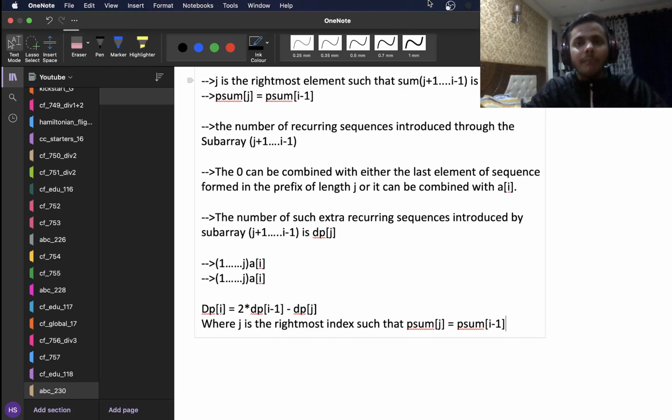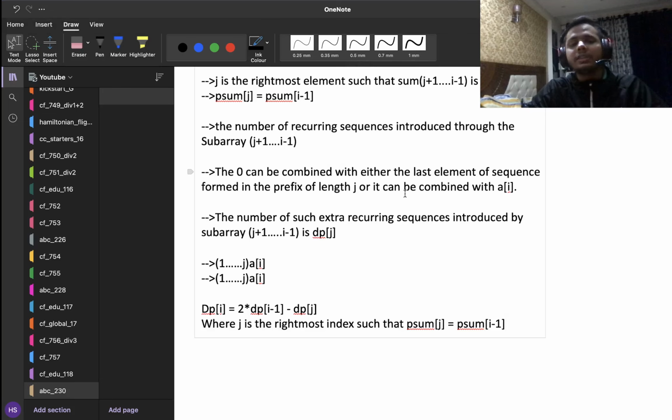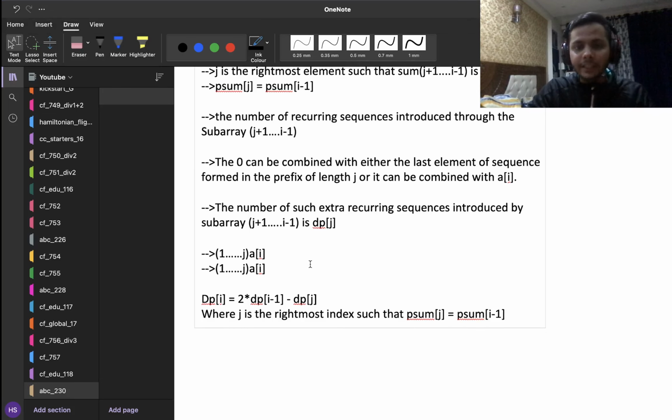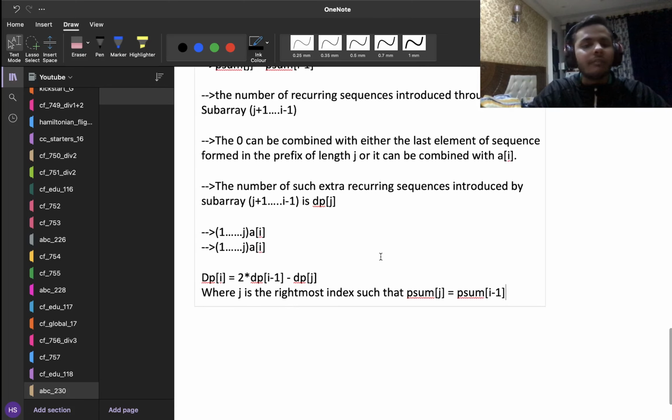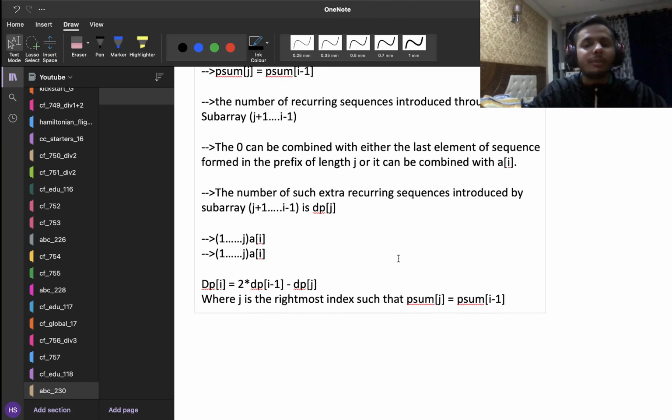Phew. So yeah, this completes the solution, but there is just one problem. How do we actually find out j? And that's not a very difficult thing to do. We can just keep a map, and we will just keep updating a map for all the values of prefix sum.